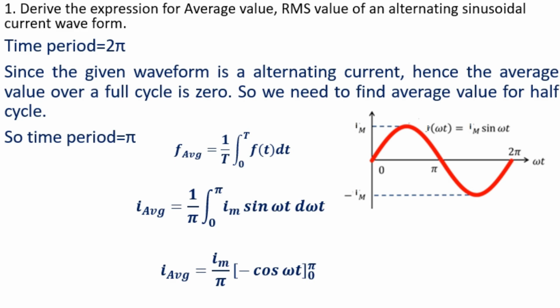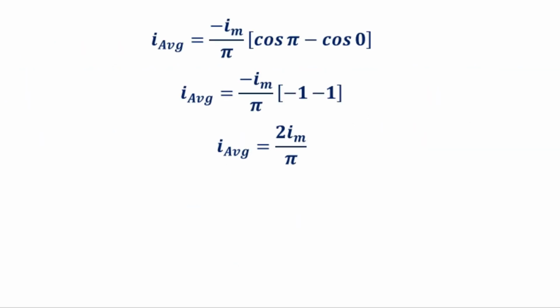Now by substituting the upper limit as well as the lower limit, we find the expression for I average equals minus I am by pi, upper limit is pi, lower limit is 0, cos pi minus cos 0. Since the value of cos pi is minus 1 and the value of cos 0 is 1, I average equals minus I am by pi into minus 1 minus 1. Now this will be I average equals 2 I am by pi. This is the average value of a sinusoidal current waveform.